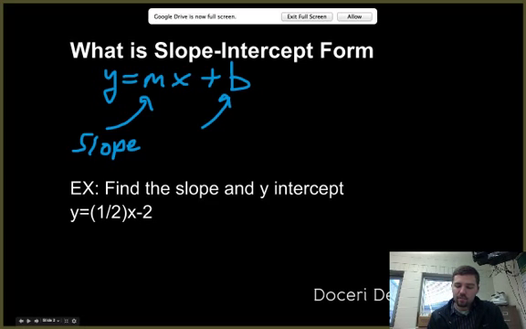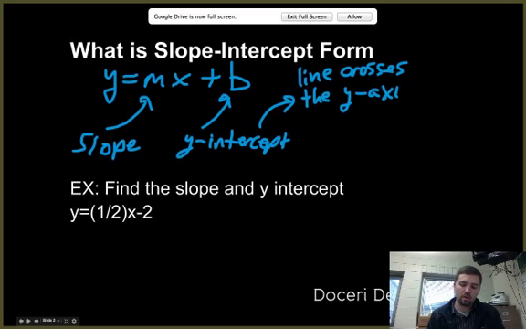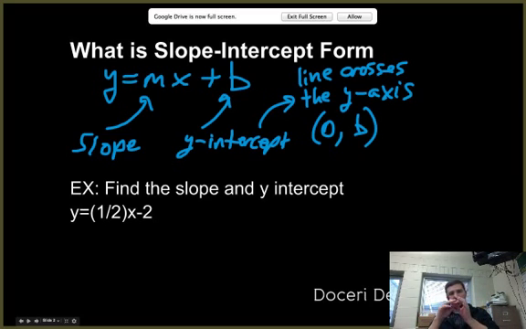B is the y-intercept. The y-intercept is where the line crosses the y-axis, and it is at the point (0, b). Remember, the y-intercept is a point. It crosses the axis at the point (0, b), somewhere along the y-axis, the vertical axis.